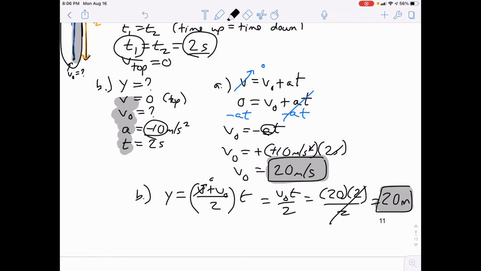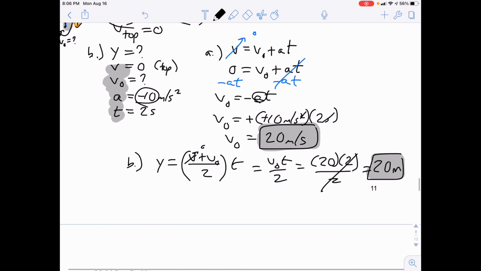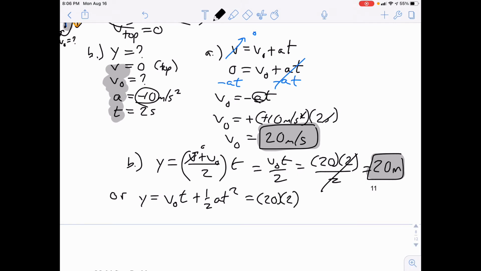Okay, but just to show you, ladies and gentlemen, you could have chosen another way. So what if we had chosen equation number 2? y equals v naught t plus 1/2 a t squared. Same idea, you just have more to plug in. So 20 times 2, that's the v naught t, plus 1/2 times negative 10 times 2 squared. That's the 1/2 a t squared. That would be 40 plus a negative is minus. Now, what do we have here? 2 squared is 4, times 5, that'd be 20, and 40 minus 20 is 20 meters high.